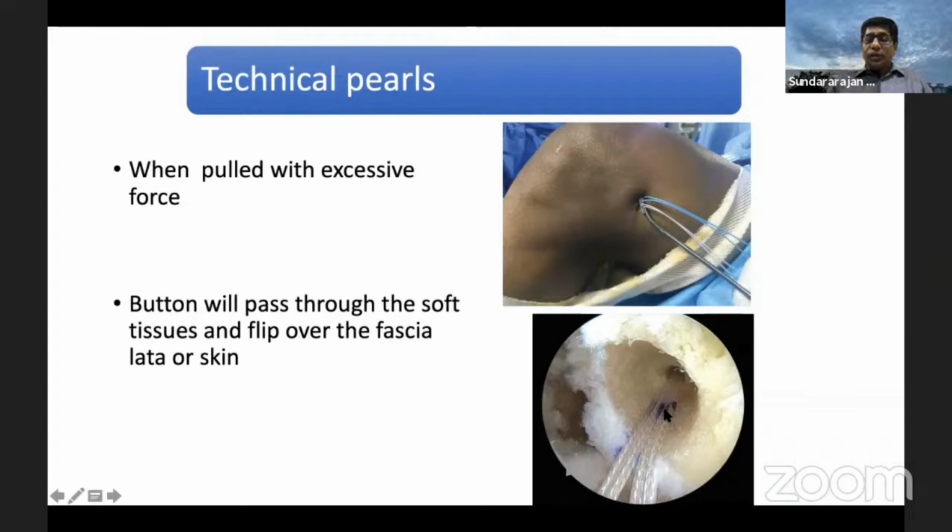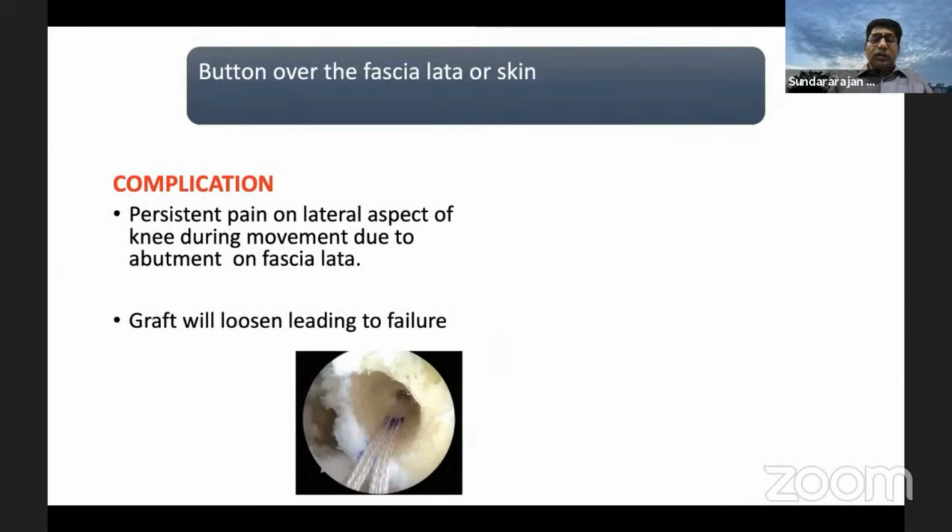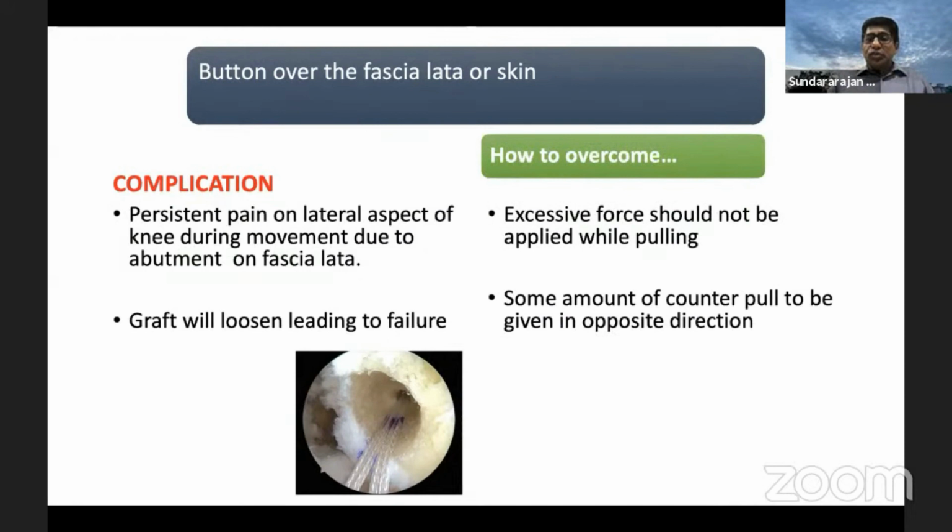And also when you pull it, it will have a soft bungee effect. From the tensor fascia lata, it comes to the lateral cortex and again it bumps up. So that means it is over the tensor fascia lata. Then you make a small incision over the exit point. You just open the tensor fascia lata, or you do multiple cycling, and it can go inside very easily. So it is important that you do these tricks to bring the button out of the tensor fascia lata and to the lateral femoral cortex.